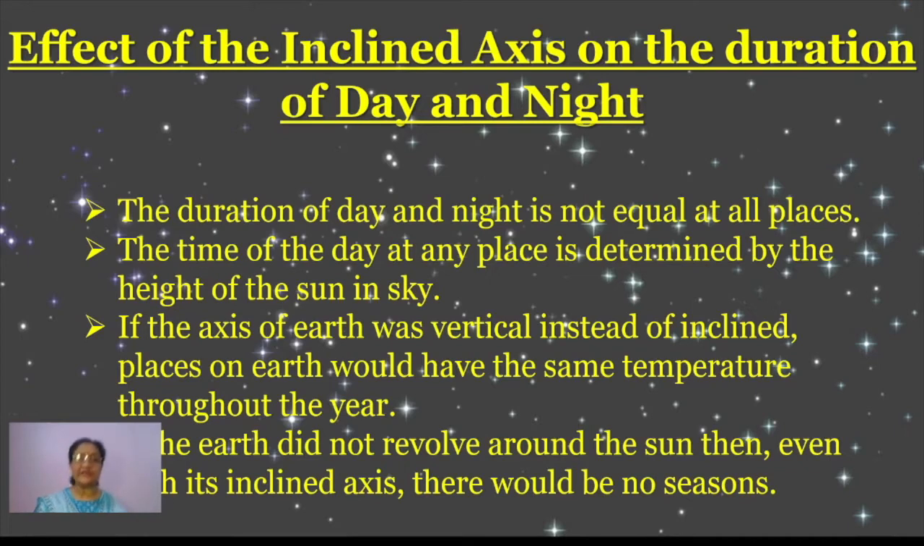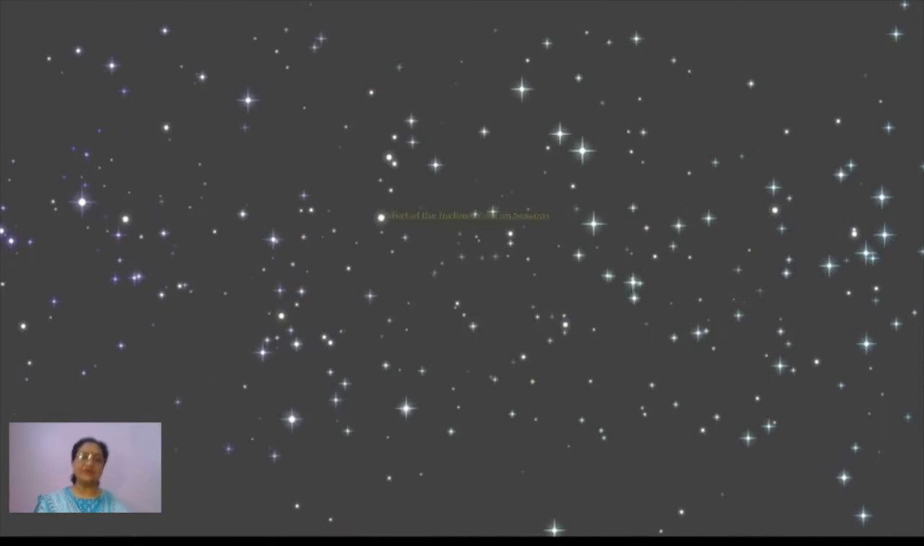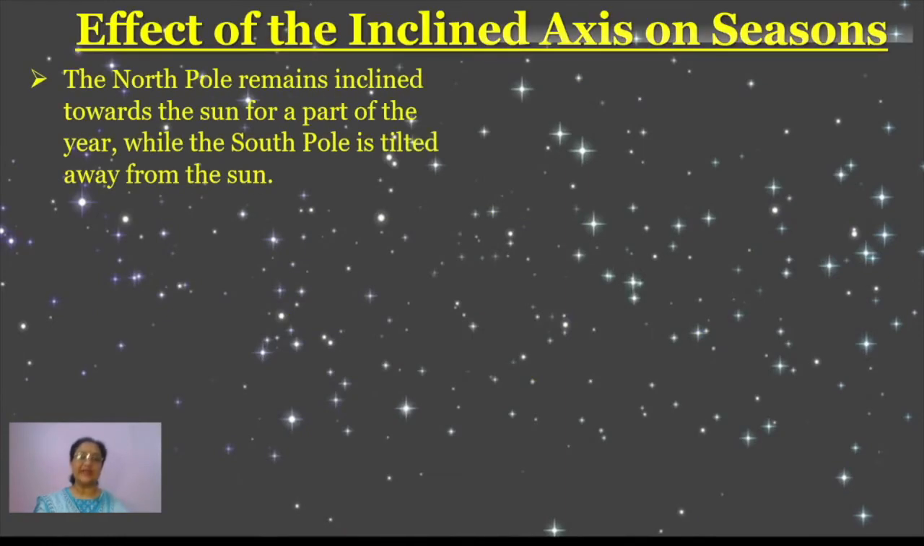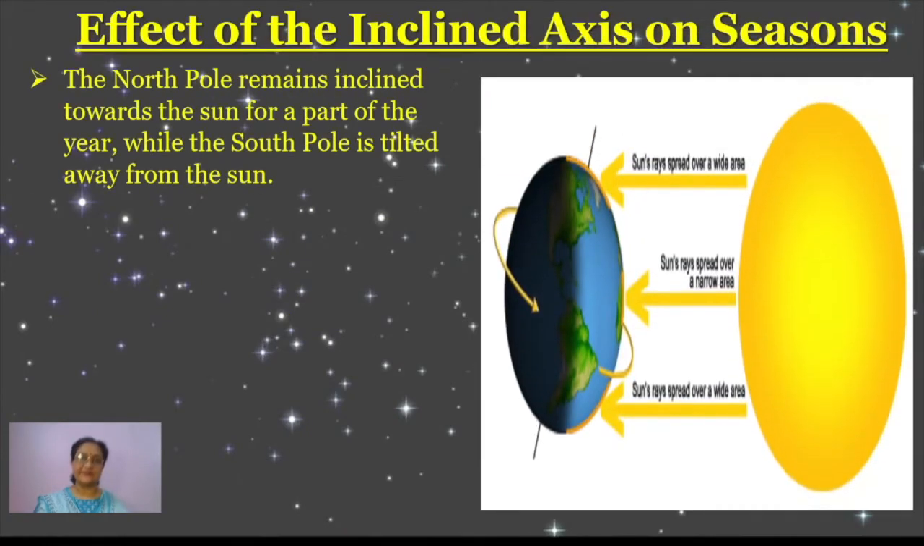And not only this, the inclined axis and along with that the revolution movement of earth around the sun, these two things actually cause the seasonal changes. And seasonal changes also, in what way? There is a gradual change in the seasons, right? For that, these things are responsible. Now let's talk about the effect of inclined axis on seasons.